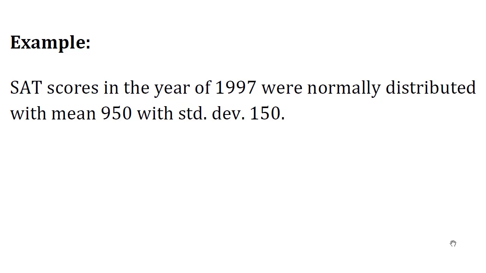So before I put up any question, let's have a quick look at the data being given in this example here. SAT scores in the year of 1997. Sorry for using such an older, out-of-date data. This data is not truly reflecting what was going on in 1997 for SAT scores, but it's just a figure that I'm using to do my example and demonstration here. SAT scores in the year of 1997 were normally distributed with mean 950 and standard deviation 150.